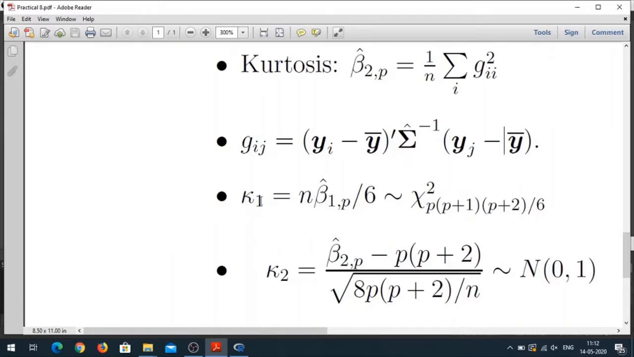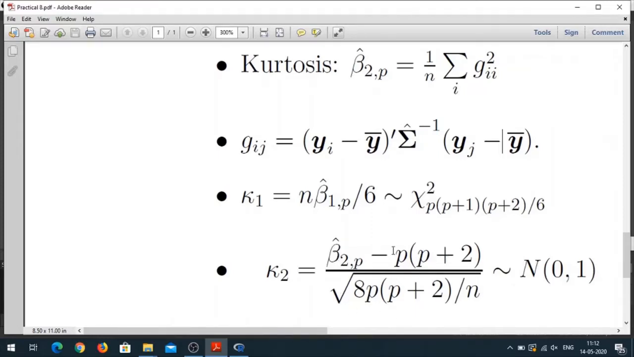So this becomes my kappa 1, my test statistic based on skewness. Similarly, kappa 2 is a test statistic based on kurtosis. So there we subtract p into p plus 2, divide by this, which is kind of variance, and this entire quantity has been shown to have a normal 0-1 distribution. Again, we are not going to go into the derivation of this.